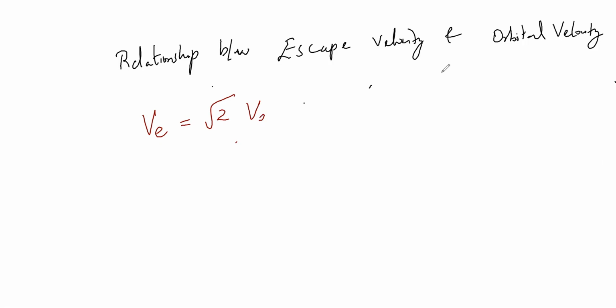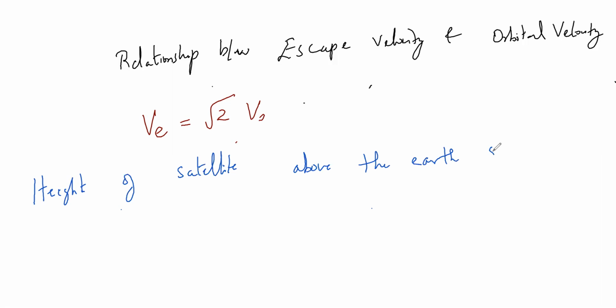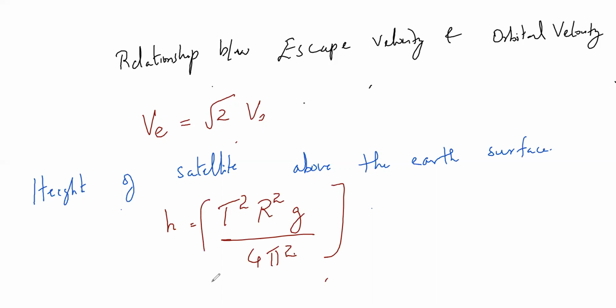The next one, height of the satellite above the Earth's surface. That is H is equal to (T square R square g by 4 pi square) whole power 1 by 3 minus R, where T is the time period, R is the radius of the Earth, and small g is the acceleration due to gravity.